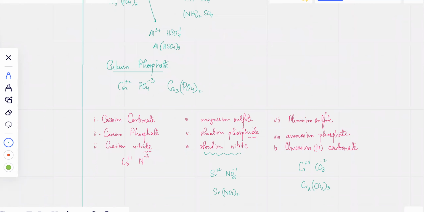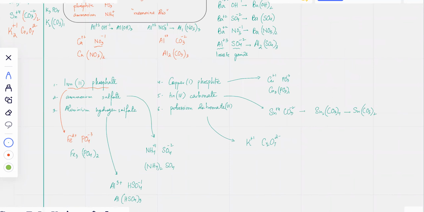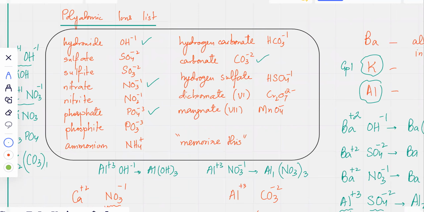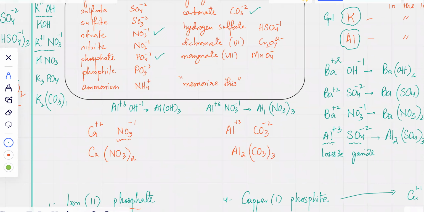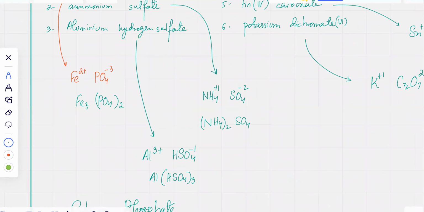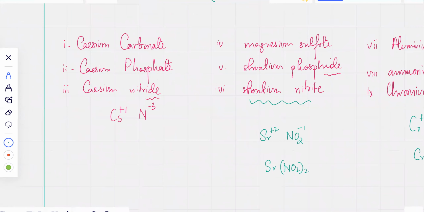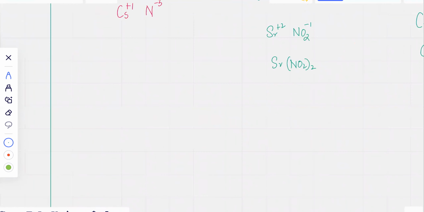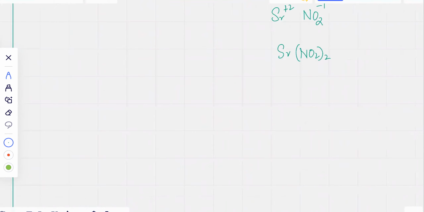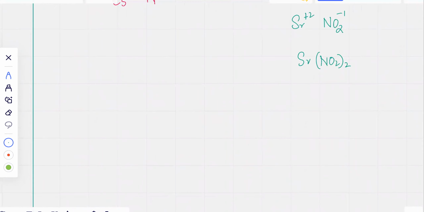Now, we did all of this, right? We learned how to write the formulas, and we learned the names of these polyatomic ions, and we learned what the charge was in group 1, 2, 3, 4, 5, 6, 7, and so on. So we know the charges of all the ions now, and we can make these formulas. Is this clear to everyone? Turan, is this clear? Hamza, clear? Yes, sir.